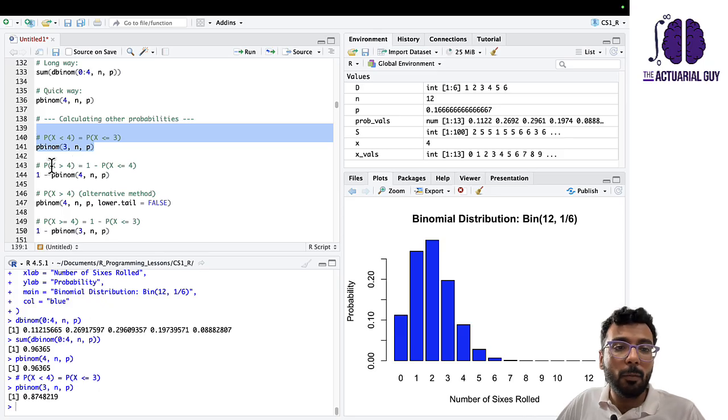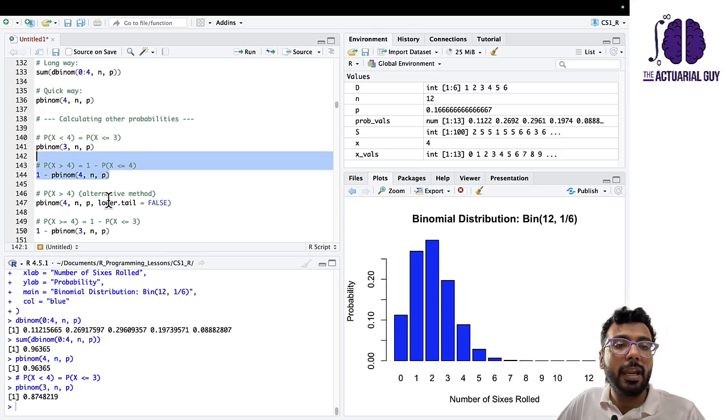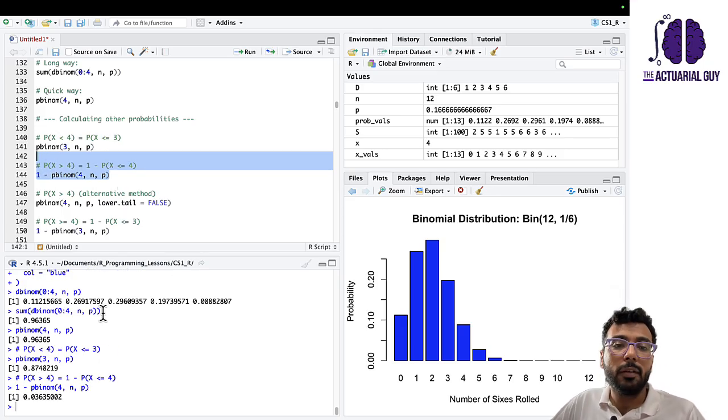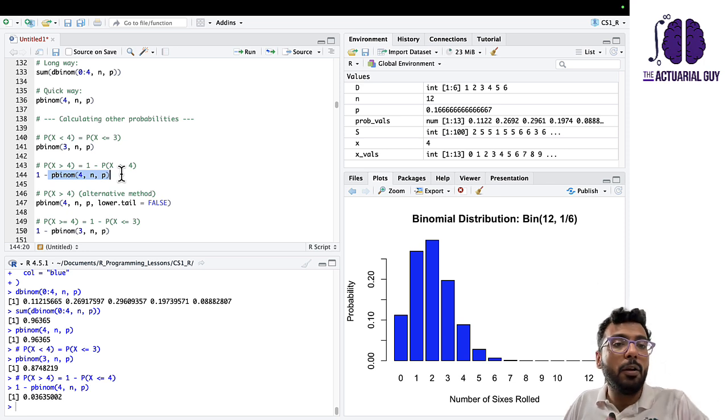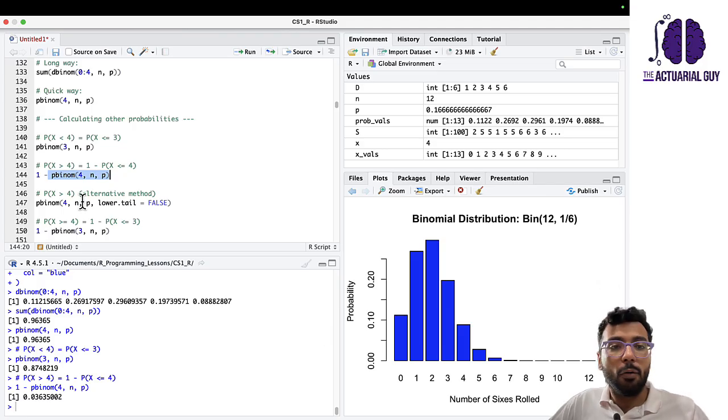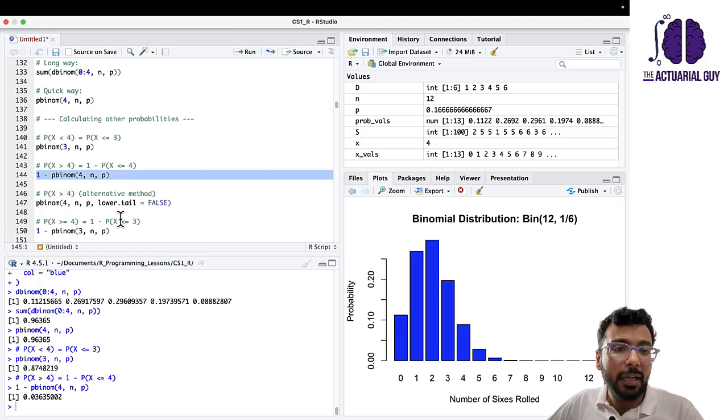Now, how do you get the probability of greater than 4 successes? That is 1 minus probability of less than equal to 4 successes. So 1 minus p binom 4, n comma p. So this is also something you can do this way. Very, very straightforward. This is one way to do it, because p binom by default gives you the CDF, which is the left side probability, the lower tail probability. So when you look at the distribution, you're looking to the left of 4 and adding up all of that probability. That is your CDF, less than equal to probability. And then when you want the greater than probability, you just say 1 minus that.